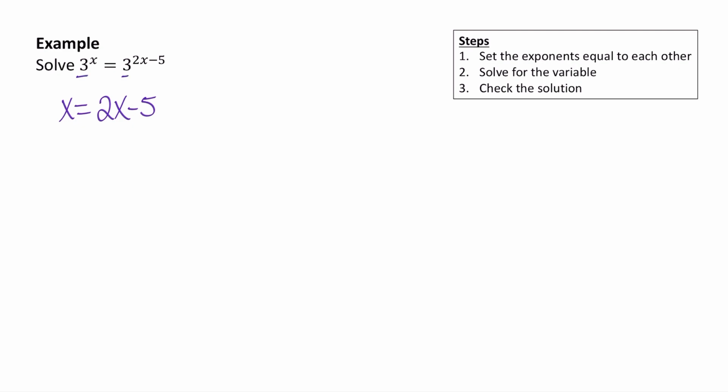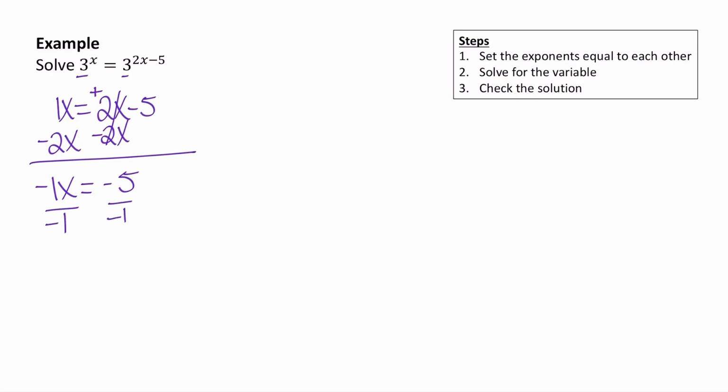Now we just need to solve this equation. To solve it, we need to work on getting all the variables on one side. Since this is a 2x, I'm going to do the opposite and subtract 2x from both sides. On the left side, that's a 1x minus 2x, so that is 1 minus 2, which is negative 1. That gives me negative 1x equals, 2x and minus 2x cancel, and that's negative 5. Now we need to divide both sides by negative 1, and so we have x equals negative 5 over negative 1, which is positive 5.